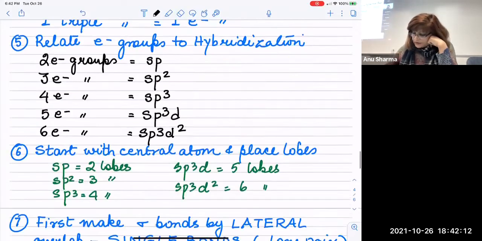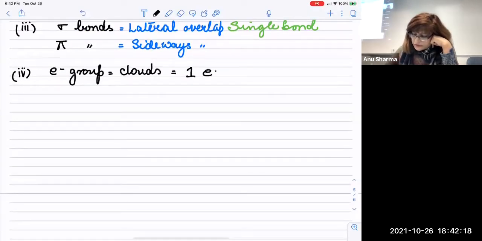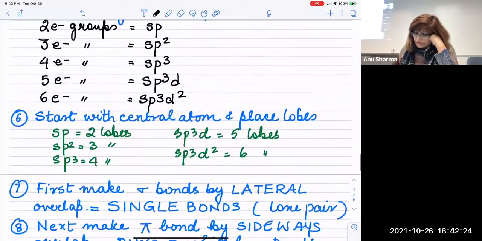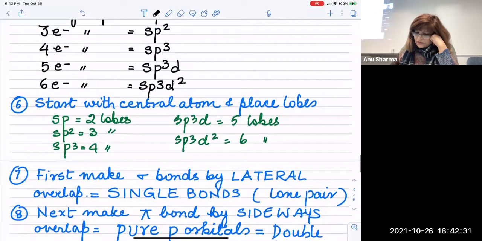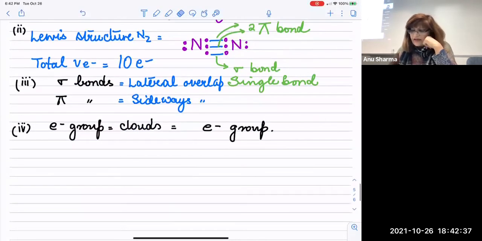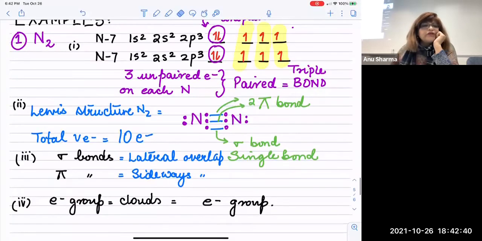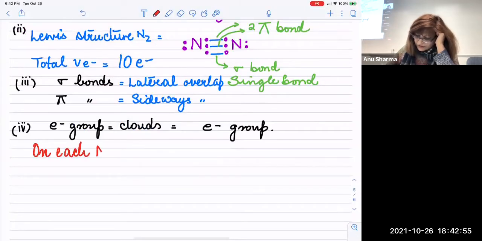One electron group. Very good. So there is only one electron group. When there is one electron group, what does it relate to? So remember that. Oh, wait, no, not one electron group. It looks like one electron group, but remember, there is something else also here. There's a triple bond, and what else do you see on each nitrogen?